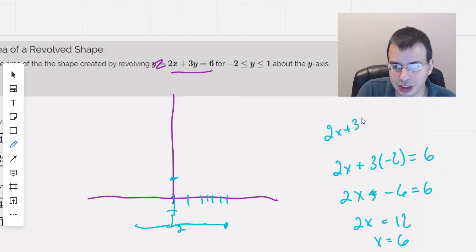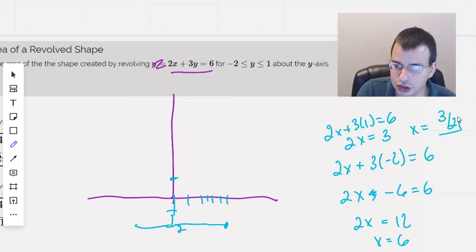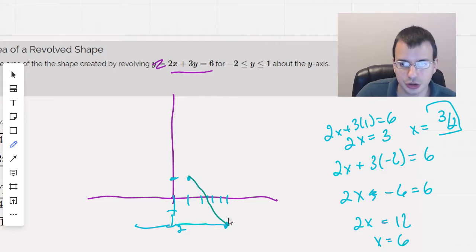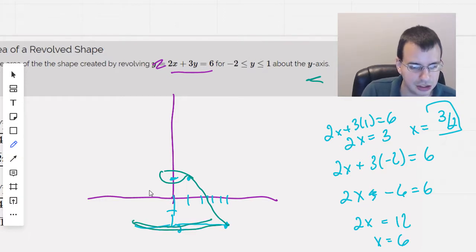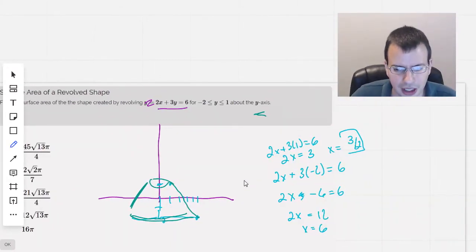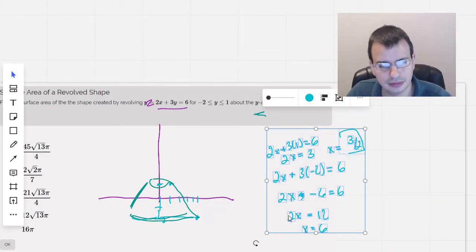And then we plug in 1. 2x plus 3 times 1 equals 6. 2x equals 3. X equals 3 over 2. So about here. And so we have a line from this point to this point, and we are going to revolve it around the y-axis. So we get something kind of like this. Maybe imagine one of those little volcanoes that you make as a kid, then you fill with baking soda and pour in vinegar.